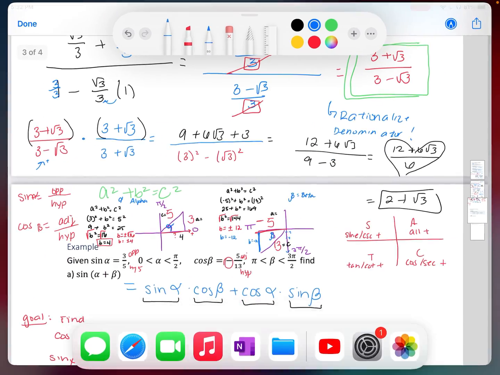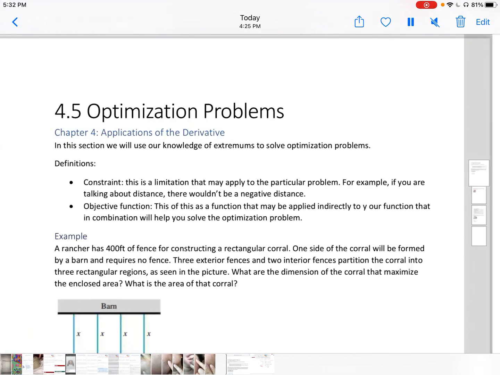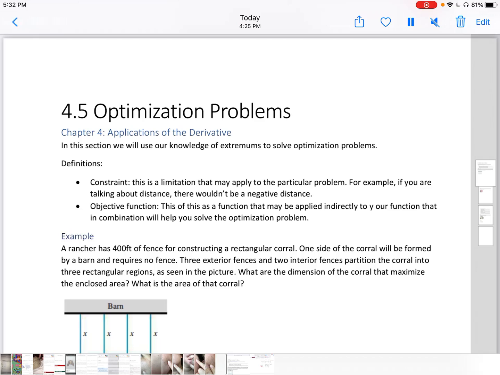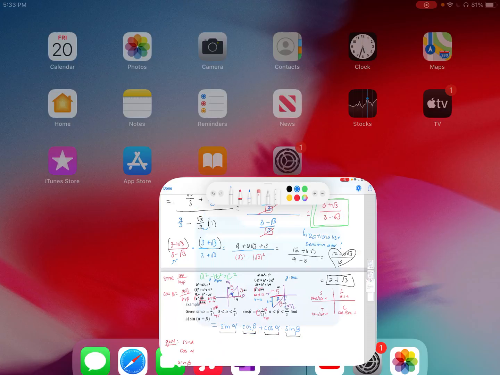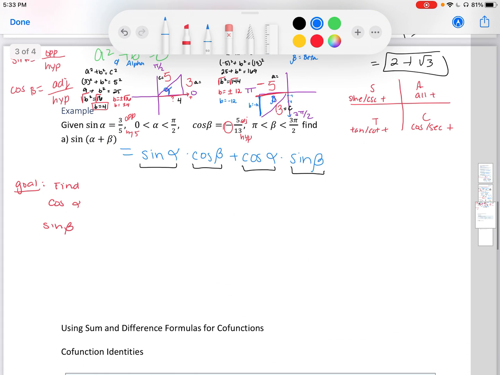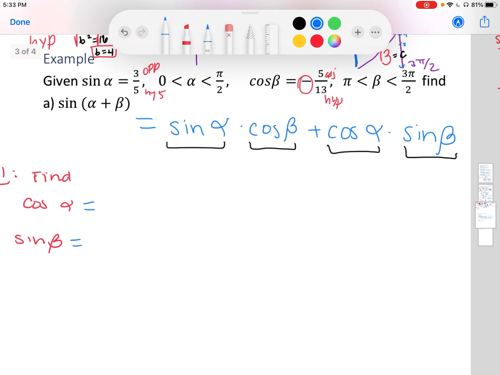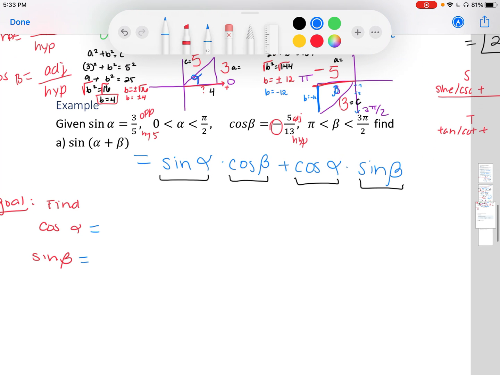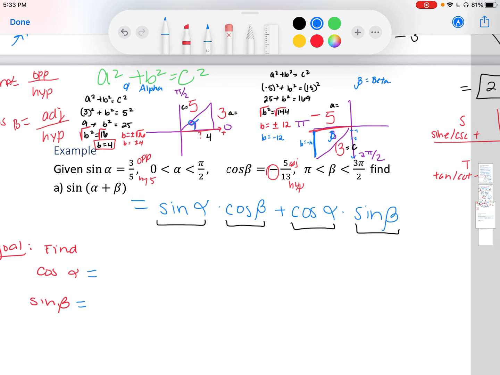So we can find cosine alpha and, whoa, lost my notes. Give me a second. There we go. So I can find cosine alpha and sine beta. Cosine alpha, so we look at our alpha. Cosine is adjacent over hypotenuse. Our adjacent is 4, our hypotenuse is 5. For beta, sine is opposite over hypotenuse. Opposite is -12 and hypotenuse is 13. So now we have all of our values.